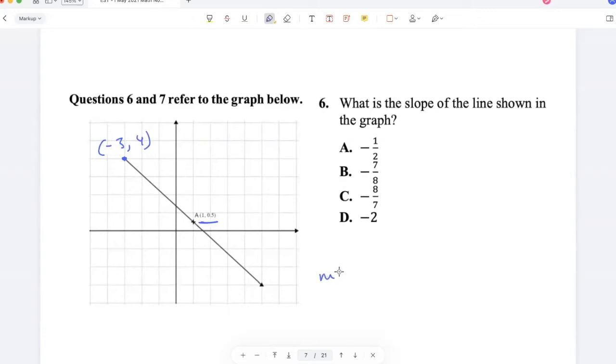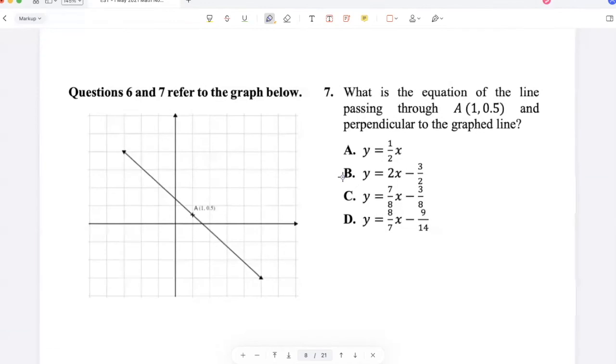So the slope will be 0.5 minus 4 by 4. So that would be minus 3.5 by 4. So that's minus 7 by 8. Minus 7 by 8, option B.